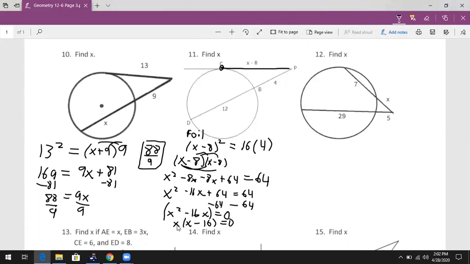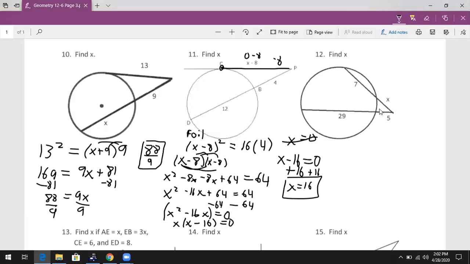So if x times x minus 16 is 0, that either means x is 0, or that means x minus 16 is 0. If x minus 16 is 0, then x is 16. So I have two solutions here, 0 and 16, but when I check it, 0 minus 8 gives me a segment length that's negative. So I actually have to throw that one out. 16 minus 8 is positive, so we're really just left with this one answer.